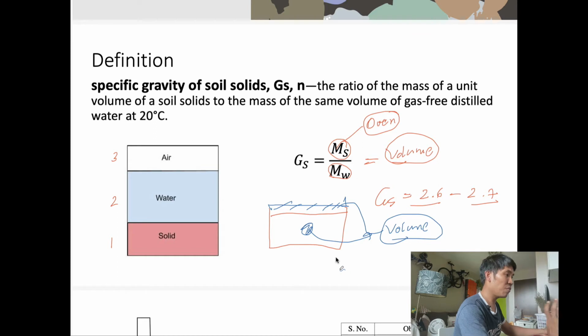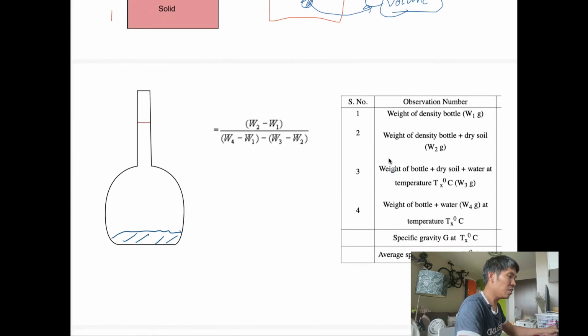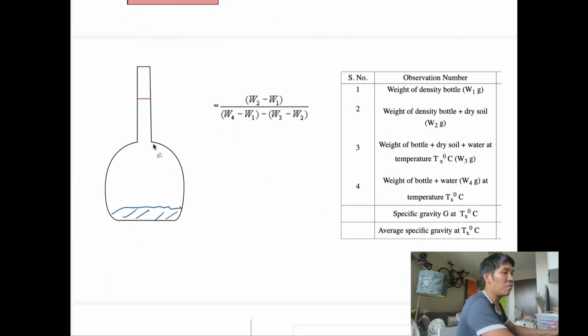So we use the concept from Archimedes to determine the specific gravity of the soil in the lab. In the lab, we have a piece of equipment called a pycnometer. It has a mark, something like that. The concept is as follows. Firstly, we fill water into the pycnometer. After that, we put the soil in the pycnometer, and the water will rise up to this mark. The volume of the water rising up is the volume of the soil that we put into the pycnometer.